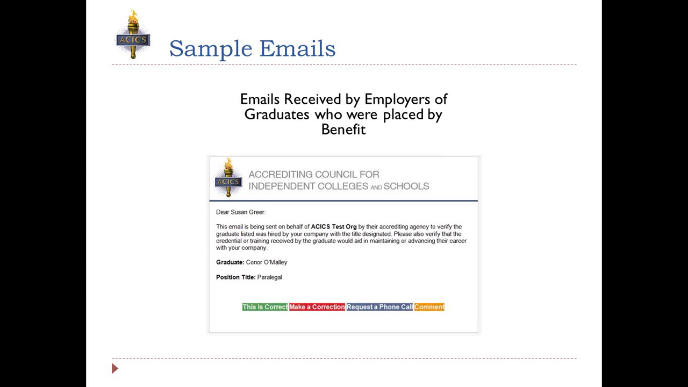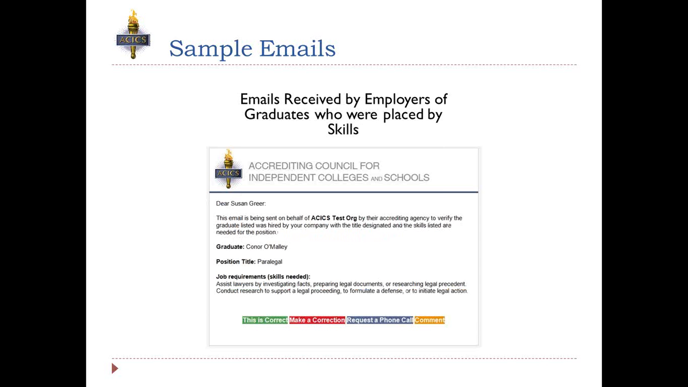Emails received by employers of graduates who were placed by benefit. Again, the graduate name, the language for the attestation of this placement being by benefit, and the position title, with the same 4 options at the bottom of the email. And last but certainly not least, emails received by employers of graduates who were placed by skill. Again, we have the graduate name, the position title, and then again the skills are listed, and the same 4 options are available.